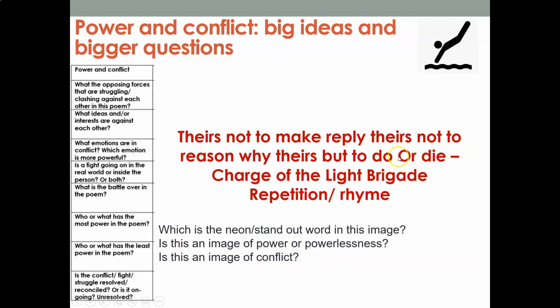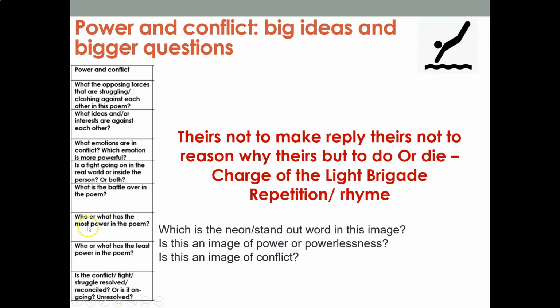So if theirs is to do or die, what are they fighting against? Theirs is not to make reply. So there's a conflict. They're fighting against this idea that they want to speak, they want to question and complain and argue. They want to reason, they can think about why what they're being asked to do might be wrong, but they're not allowed. The conflict here is that soldiers are muted. They're told not to speak, not to have an opinion.